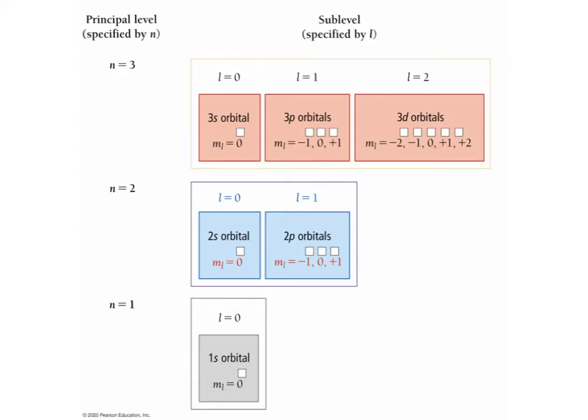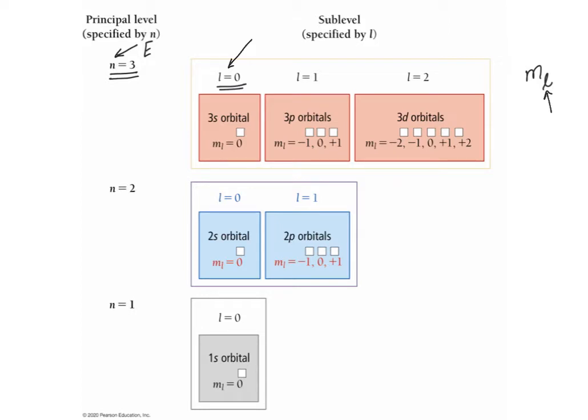So let's think about what are all the things we looked at. We saw the rules for n, we saw the rules for l, and we also saw the rules for m sub l. And we said that n gives us the energy of an electron in a specific area, and l tells us about the shape of that orbital, and m sub l tells us the orientation.